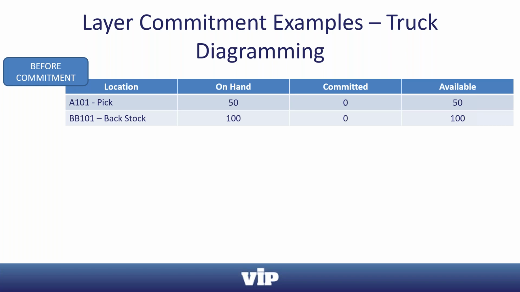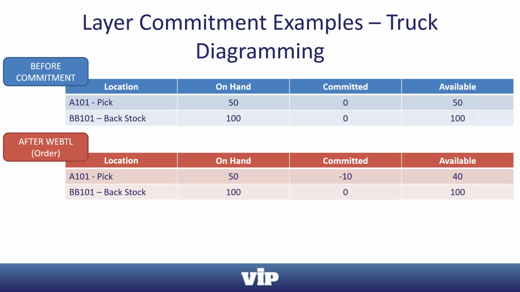So if I were to run the WebTL program, or even PalBuild, what's going to happen is if any of that item is on that load or on that order, the system is actually going to commit that to be picked. So you can see here what's going to happen in the system is I have 50 on hand in the pick location, but 10 of those are actually getting committed during the truck diagramming process. And I now only have 40 available.